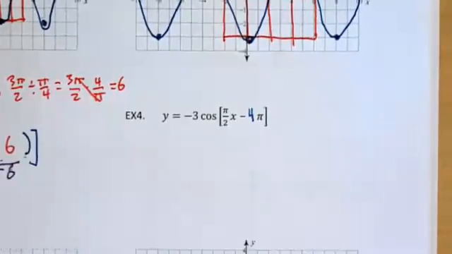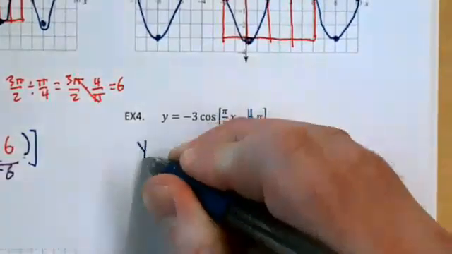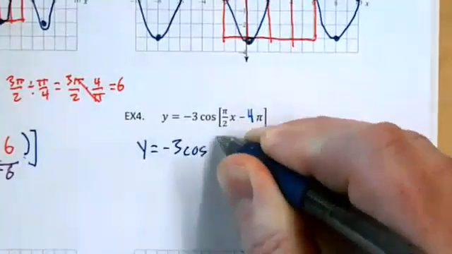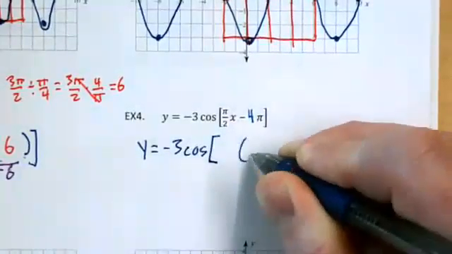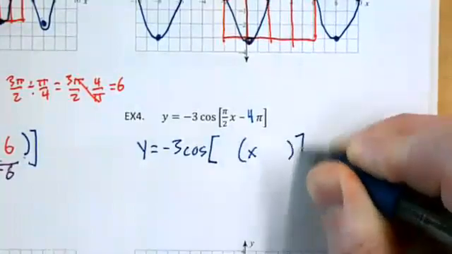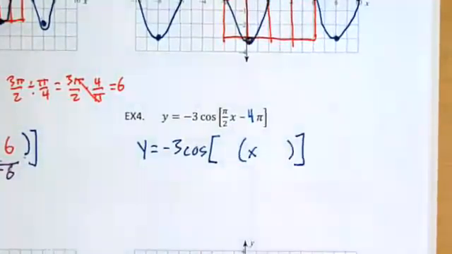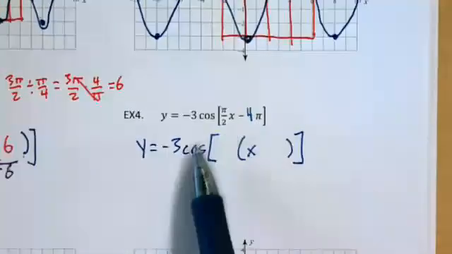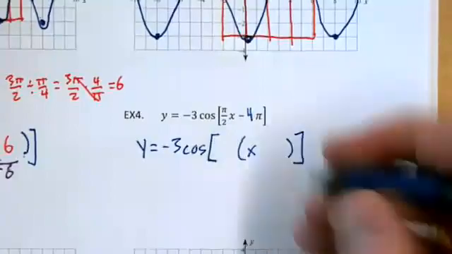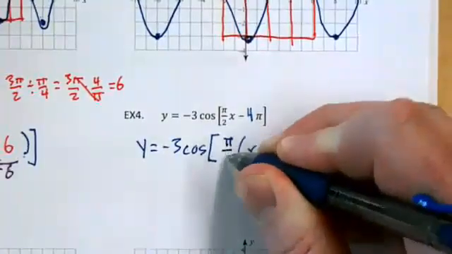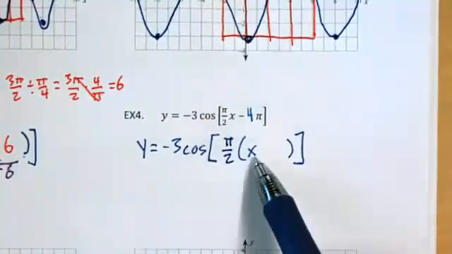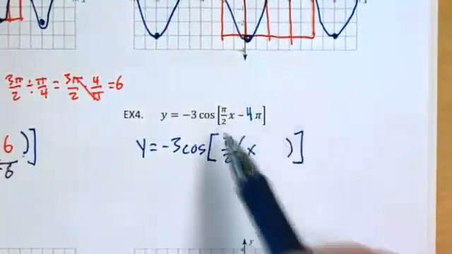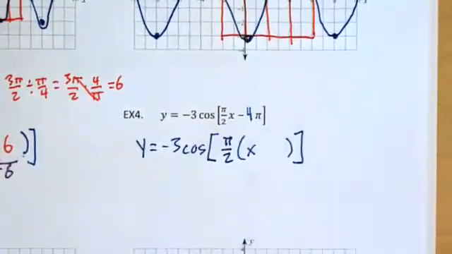Let's go ahead and work this out. Just like the last one, we're going to need to do a little bit of work to get this into the correct format so that we can start looking at our horizontal shifts. So right now, everything inside is kind of all together. We need to separate out this pi over 2. We're going to factor it out of everything inside of there. So it's just going to leave the x there, and then we need to divide 4 pi by a pi over 2 to figure out what goes over here.